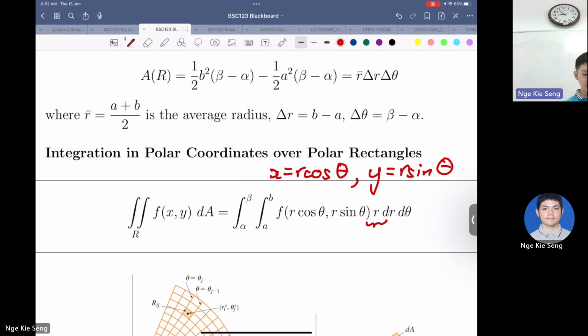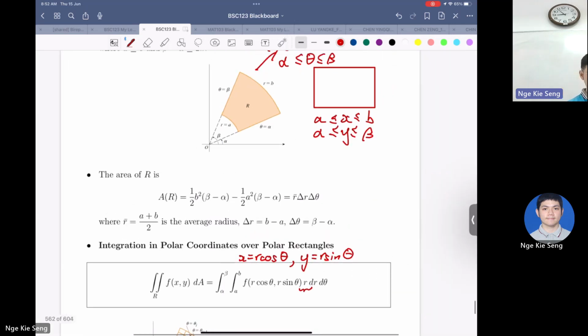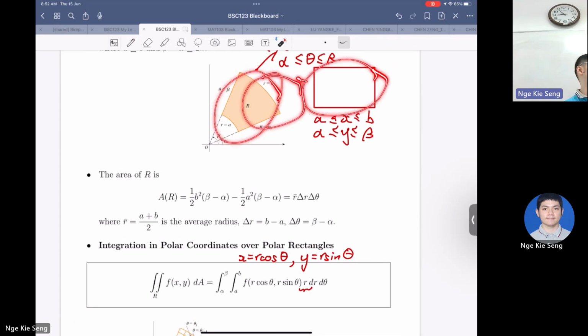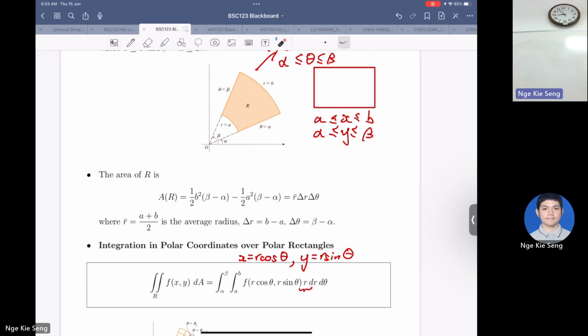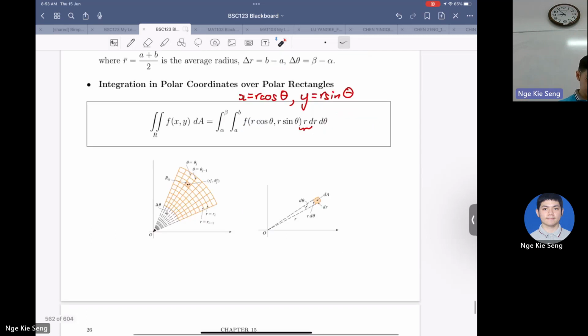Why? You can see that these two areas have some difference. This difference is captured by this extra r factor. So you need to always remember when you want to integrate over polar coordinates, you need to add this extra r in. Okay, I'll show you an example.